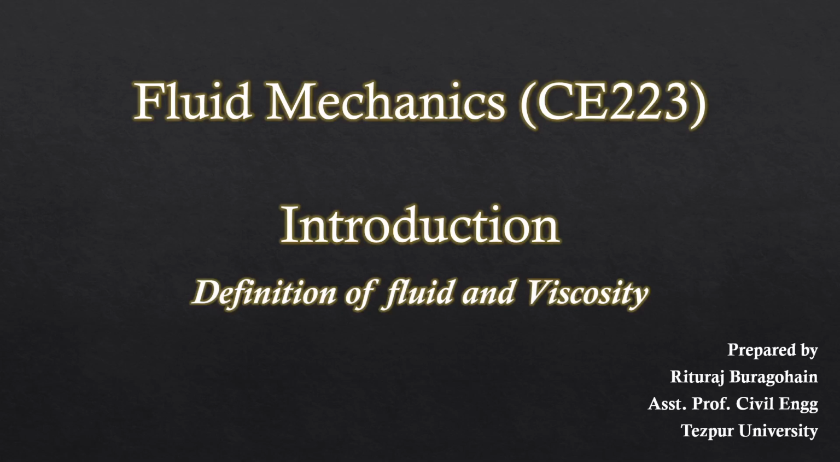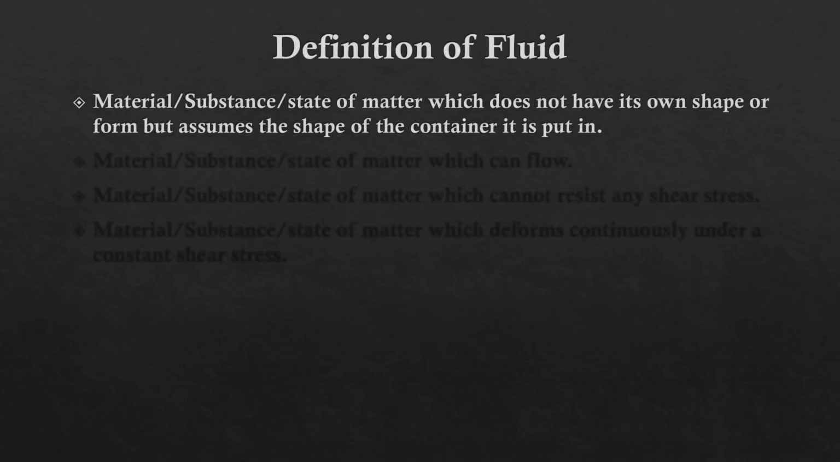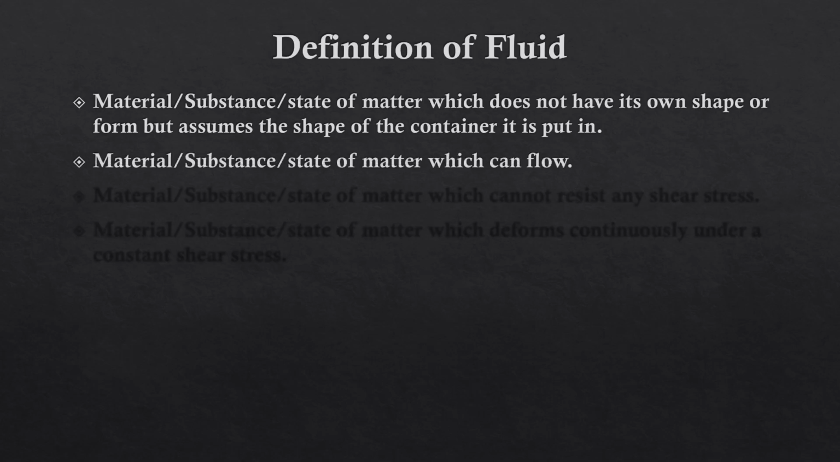Now we can remember that we learned different definitions of fluid. For example, some material or substance, or more precisely a state of matter, which does not have its own shape and form, but takes the shape of the container where it is put. That kind of a substance is called a fluid. Now there can be some other definitions also. For example, any material which can flow.